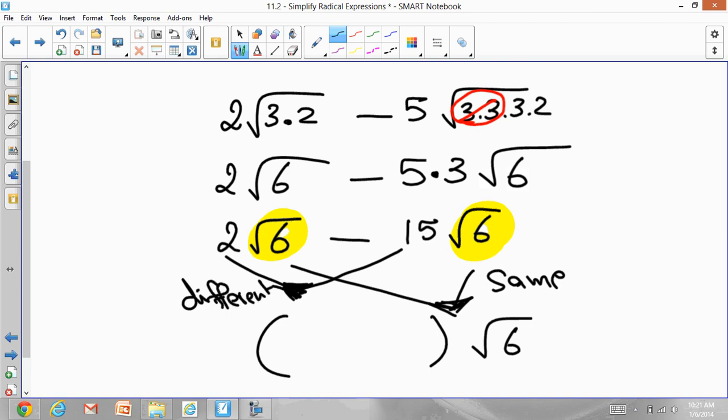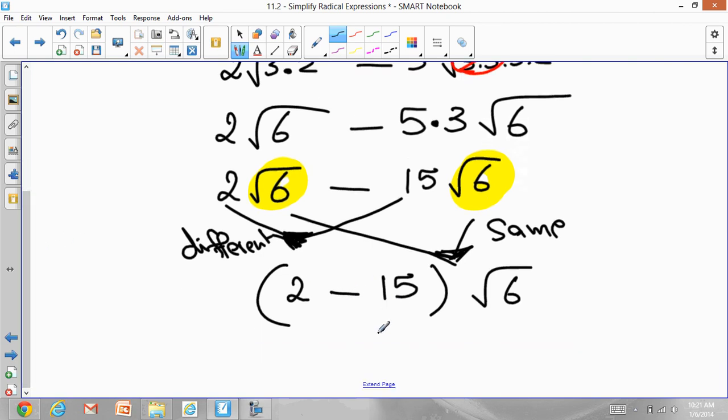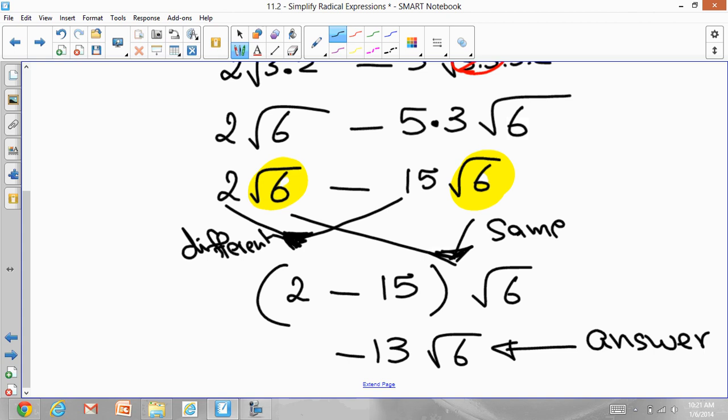So I'm going to pull the 2, I'm going to pull the minus, I'm going to pull the 15. The rest goes inside the parenthesis. So this becomes 2 and negative 15 combines to give you negative 13. Square root of 6 tags along and this will be the answer. Once again, pause the video, rewind the segment and rewatch it again to have a better understanding.